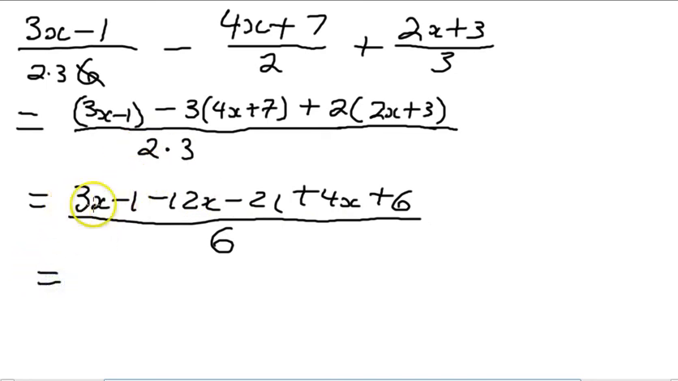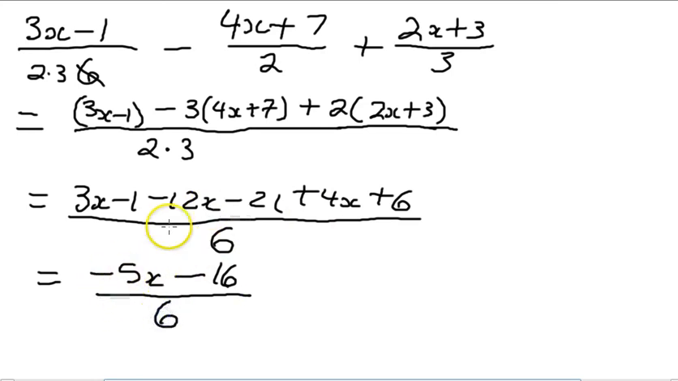Okay, so let's collect terms. We've got 3x minus 12x is minus 9x, plus 4x will give me minus 5x. And minus 1 minus 21 is minus 22, plus 6 is minus 16, all over 6, and we're done, right? And remember, no non-permissible values. Since x can have anything, we need an x in the denominator, right? Because it's denominators that can't be 0.